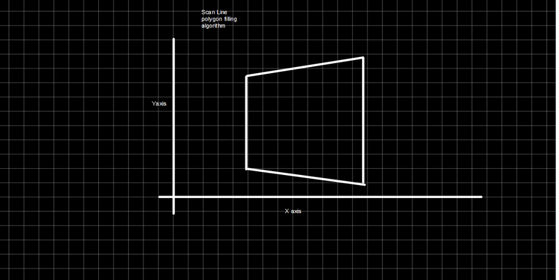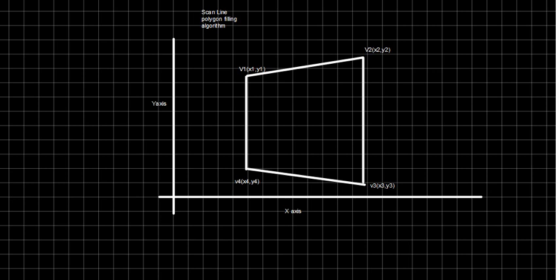A polygon can be defined in terms of vertices and edges. So let me define the vertices. Let us assume that this is our vertex v1 and coordinate is x1, y1. This is vertex v2, coordinate is x2, y2. This is vertex v3, coordinate is x3, y3. This is vertex v4 and coordinate is x4, y4. So using these vertices you can define the polygon mathematically.